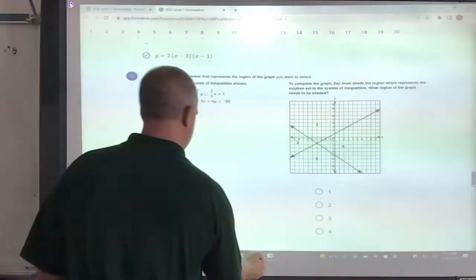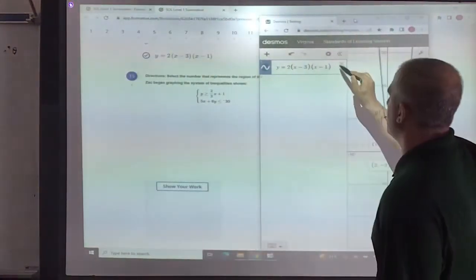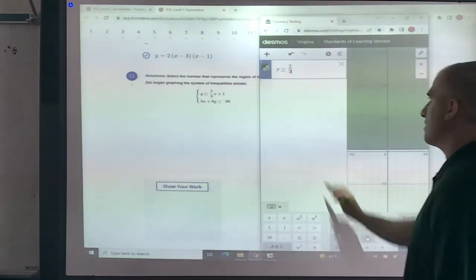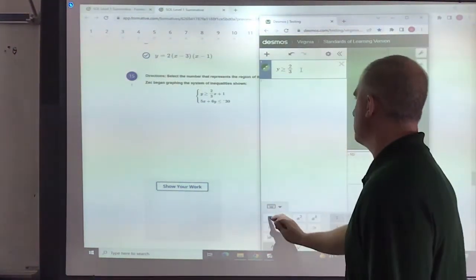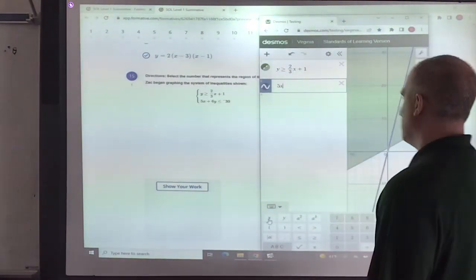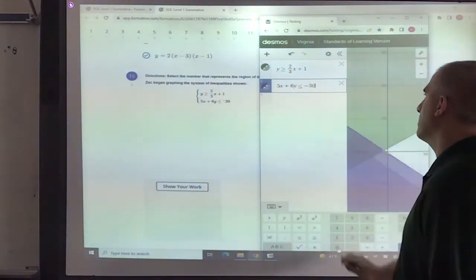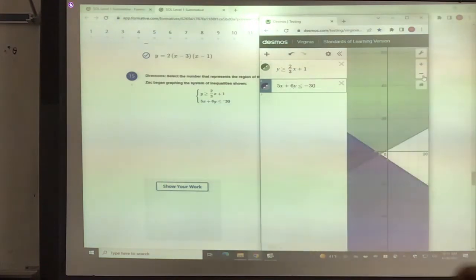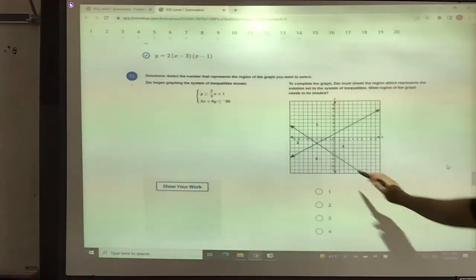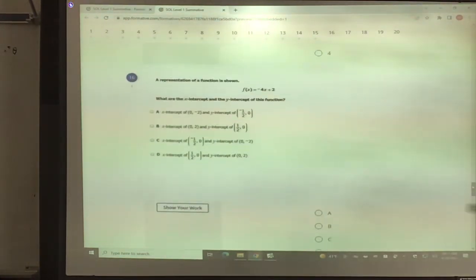It says select the number that represents the region. So what I want to do is go ahead and graph that. Let me move over here so we can see. I got y greater than or equal to 2 divided by 3 x plus 1. And then I got 5x plus 6y less than or equal to negative 30. What I'm looking for is where is the darkest area? Well, the darkest area is here, so that would be number 2. So wherever your darkest area is, that's what you want to graph.